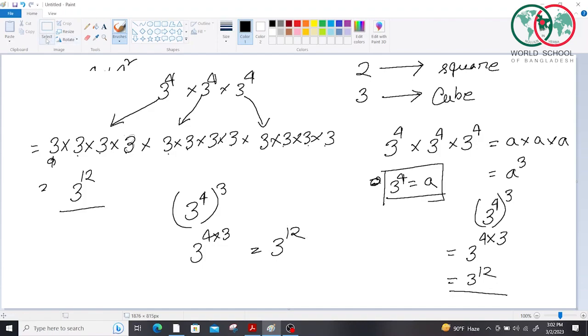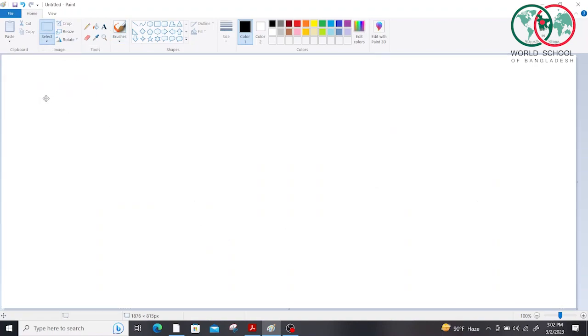Let's do another example. Suppose 10 to the power 11 into 10 to the power 3. So what can we write? We can write 10 to the power 11 plus 3. So our answer is 10 to the power 14.